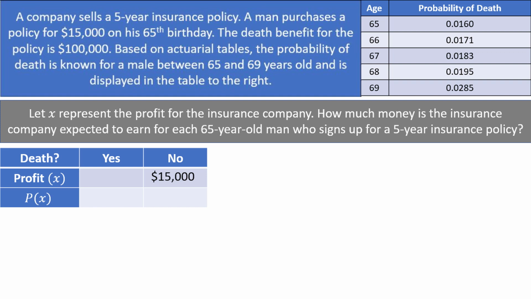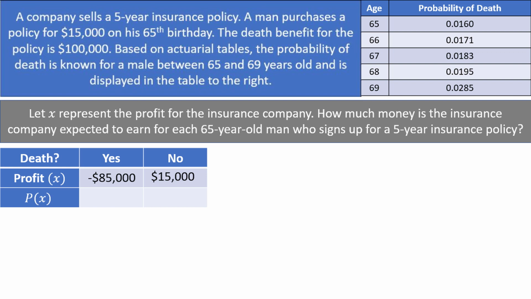The profit earned when the individual dies is a little bit more complicated to calculate. At first, you might think that this should just be negative $100,000, as the insurance company has a payout of $100,000 in the case that the individual dies. But you must also account for the $15,000 paid for the insurance policy in the first place. So if the individual dies, the company will make $15,000 for the insurance policy purchase price, but will also have to pay $100,000 to the beneficiary of the policy. This makes for $15,000 minus $100,000, which is equal to negative $85,000 profit in the event that the individual dies.